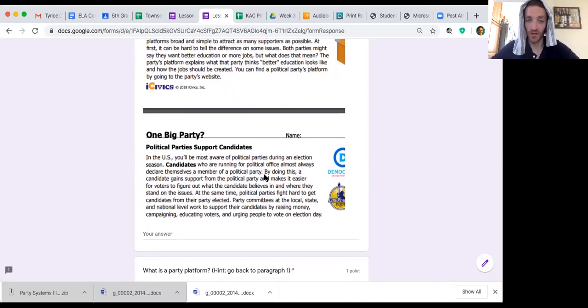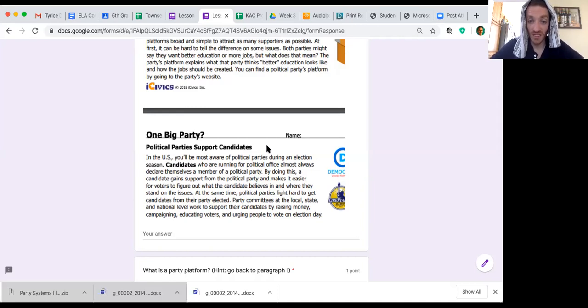Political parties support candidates. In the US, you'll be most aware of political parties during an election season, aka right now. Candidates who are running for political office almost always declare themselves a member of a political party. By doing this, a candidate gains support from the political party and makes it easier for voters to figure out what the candidate believes in and where they stand on the issues. At the same time, political parties fight hard to get candidates from their party elected. Just like I fight hard to get mayors to win, Democrats fight hard to get Democrats to win, Republicans fight hard to get Republicans to win.